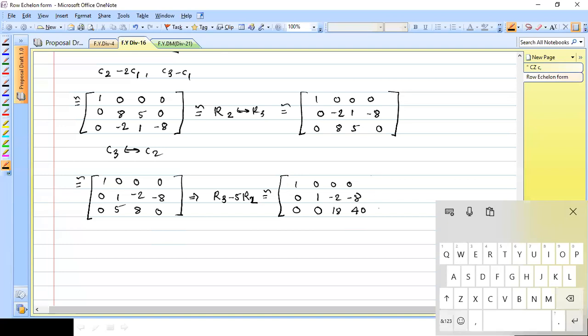Clean and clear? Yes, sir. Now what is your next target? Making -2 into 0. Convert these elements to be 0. So for that purpose, which operation are you going to use? Column operations. So tell me what the column operations are here. C3 plus 2 times C2. Correct. And C4 plus 8 times C2.